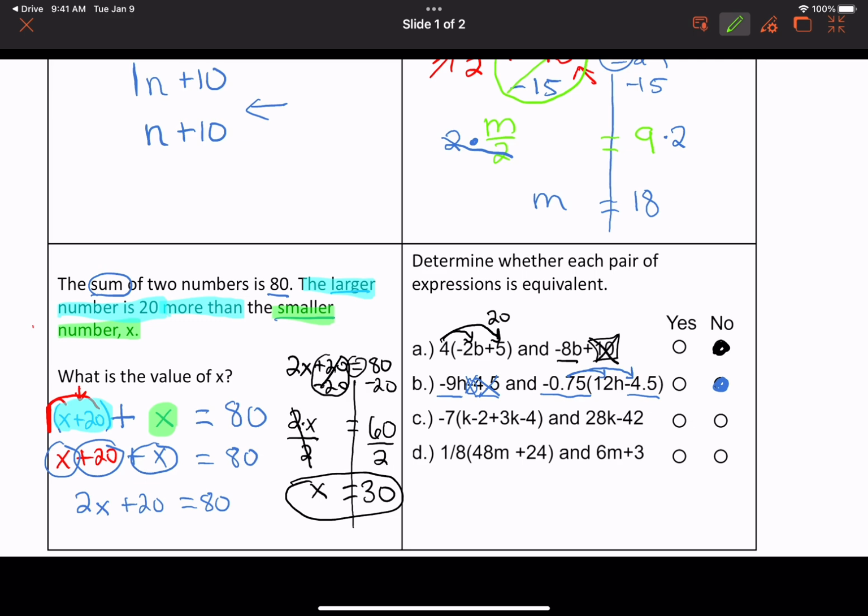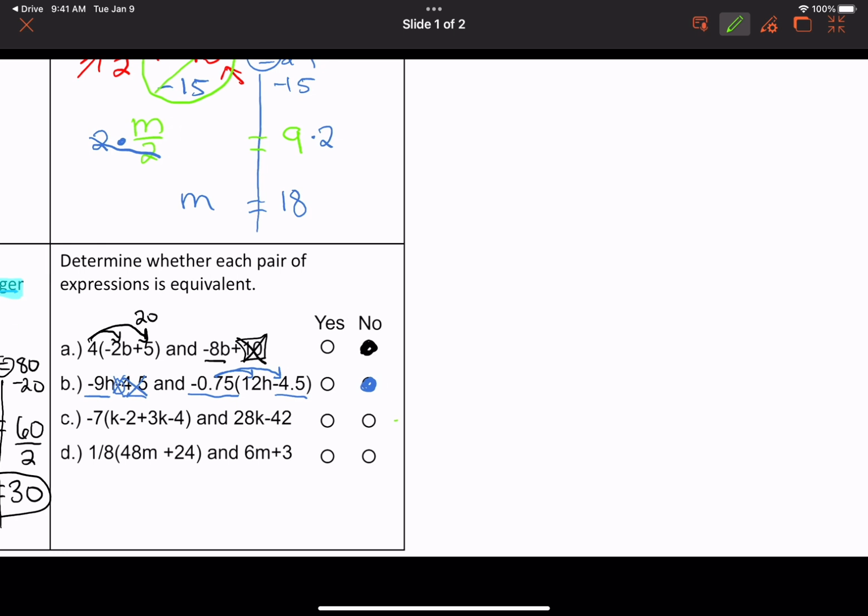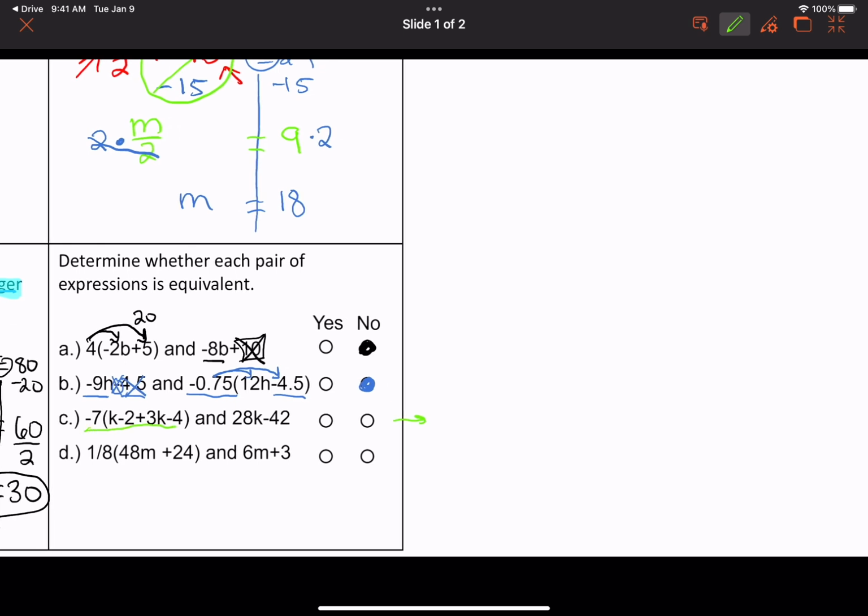All right, it looks like I have quite a bit to do here. I'm going to take this one off to the side, just so I can do all the work for this one. Negative 7 times k minus 2 plus 3k minus 4. There's just a lot more work to do on this one, so I need the room for it. We want to see if that's equivalent to 28k minus 42. Inside your parentheses, you'll notice that you do have like terms, so we're going to work in there first.